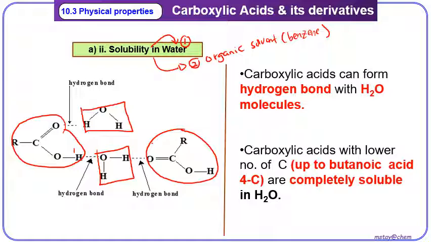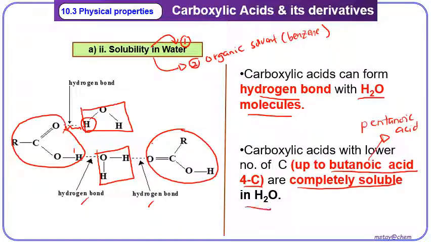So we can see that the hydrogen bonded to the oxygen is able to form hydrogen bond. Okay, so here we can form hydrogen bond. Here we can prove that the carboxylic acid can form hydrogen bond with water. So if they can form hydrogen bond with water, basically it supposedly will be soluble in water. However, only up to butanoic acid, or sometimes some of the notes will mention pentanoic acid. Okay, so I think the first 4 or first 5 members of the carboxylic acid will be completely soluble in water.